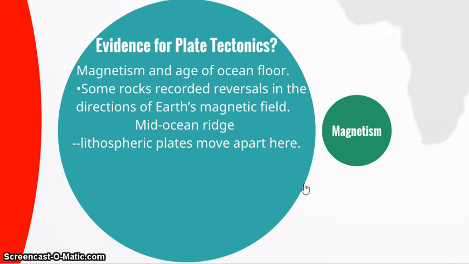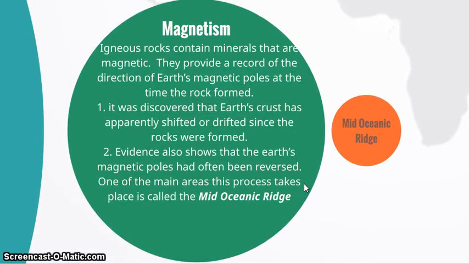More evidence for plate tectonics is the magmatism that we see in the ocean floors. Some of these rocks record reversals in the directions of Earth's magnetic field, and we call that the mid-oceanic ridge. Where we talk about the lithosphere, we can substitute in the crust, and we'll talk a little bit more about other parts and layers of the Earth. But when we're talking lithosphere, we're really referring to the crust of the Earth.